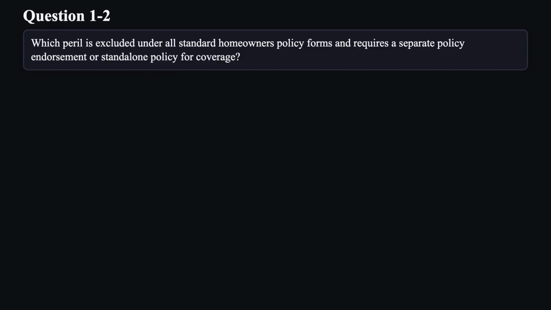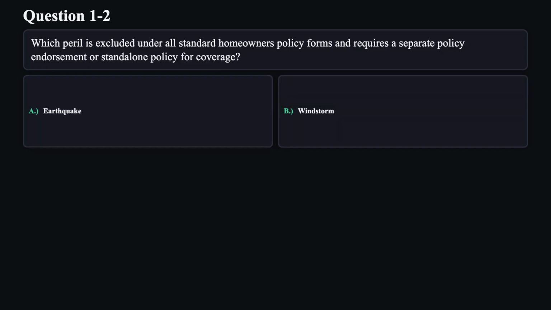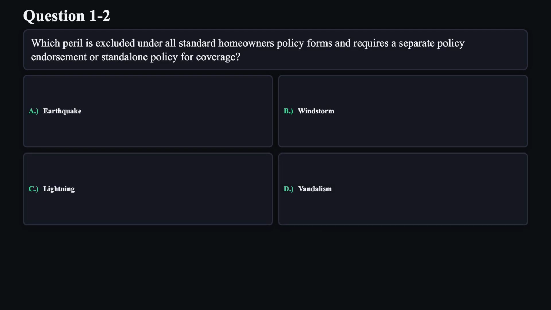Question 2. Which peril is excluded under all standard homeowners policy forms and requires a separate policy endorsement or standalone policy for coverage? A. Earthquake. B. Windstorm. C. Lightning. D. Vandalism.